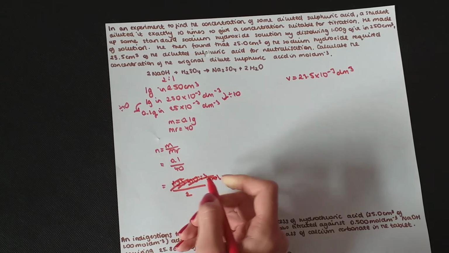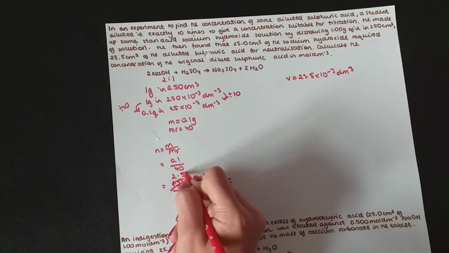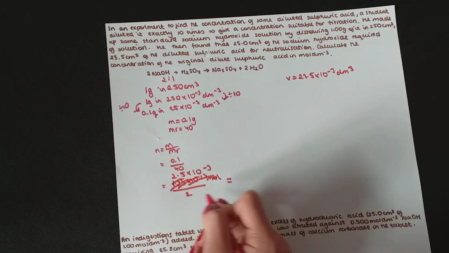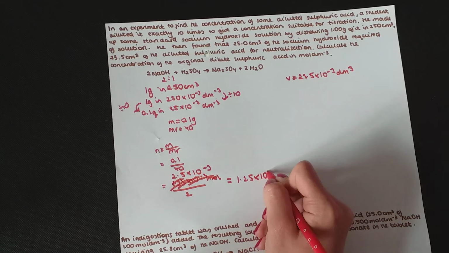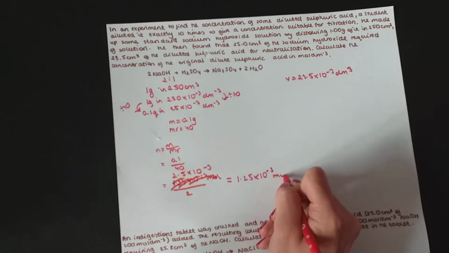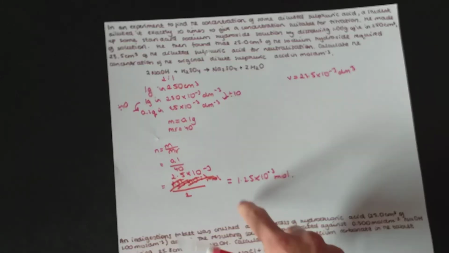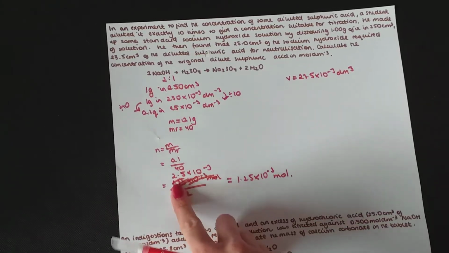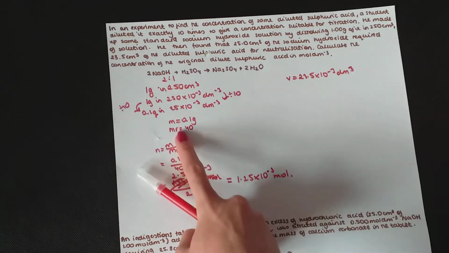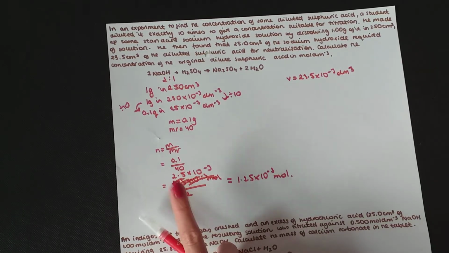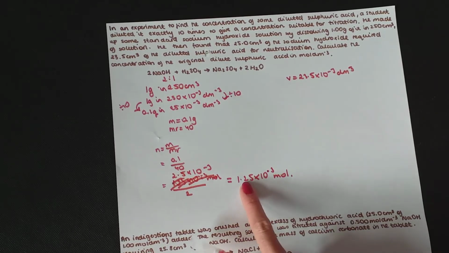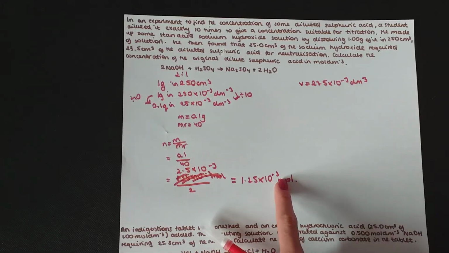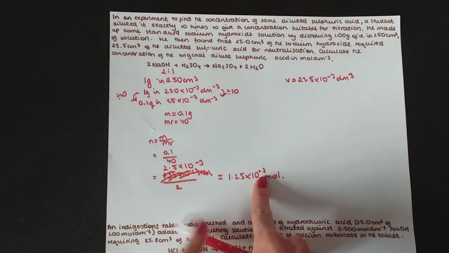That shouldn't be 1.25. That should be 2.5 times 10 to the minus 3. And when you divide it by 2, that's 1.25 times 10 to the minus 3 mole. That's right. So that was the number of moles we got from this reaction. When you divide it by 2 to get the number of moles of sulfuric acid, you get 1.25 times 10 to the minus 3 moles.